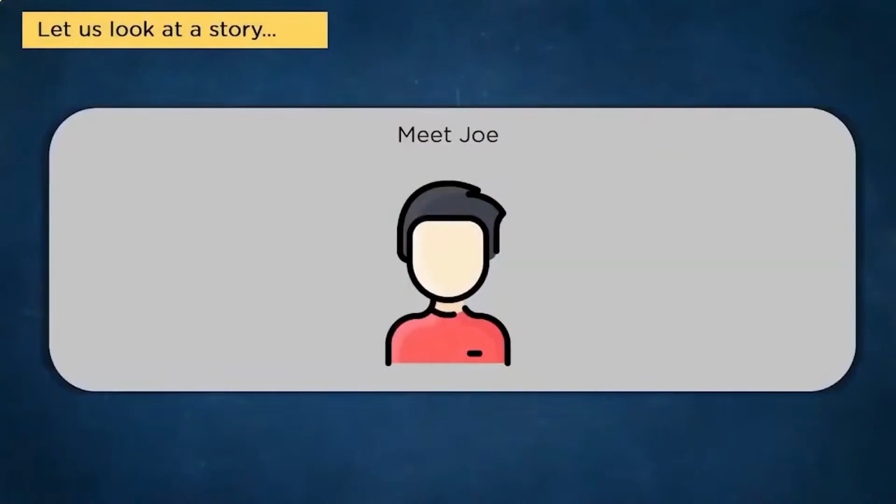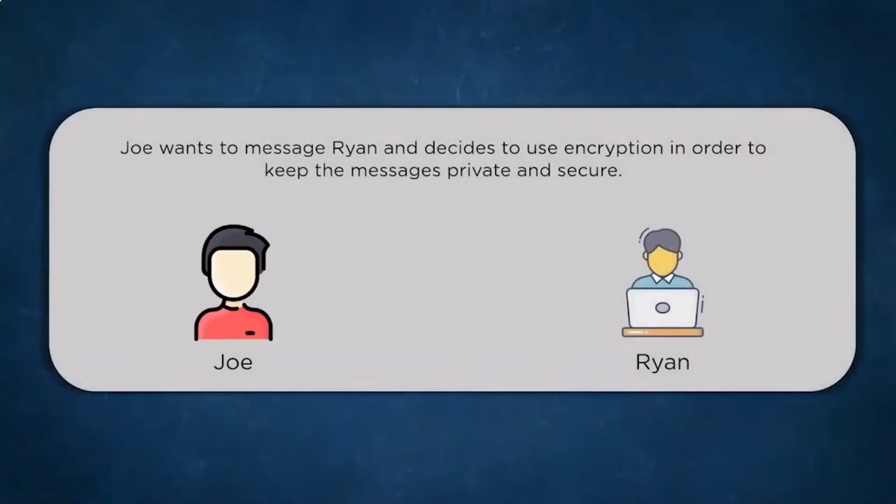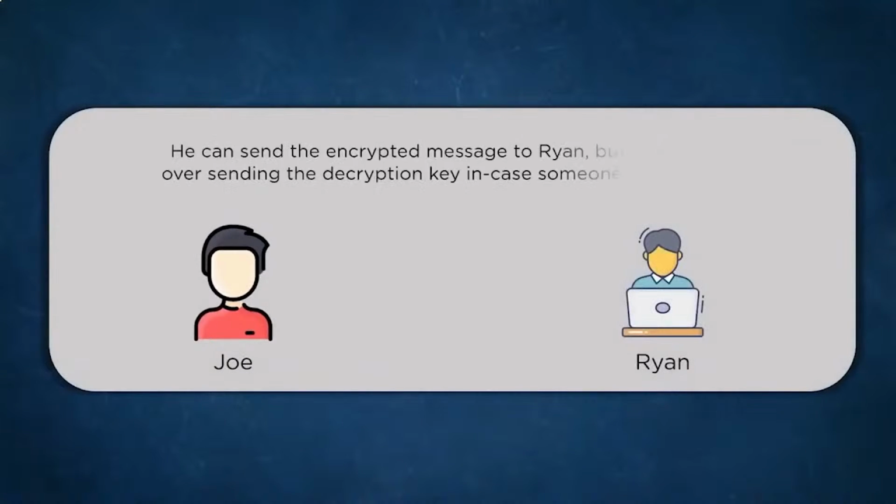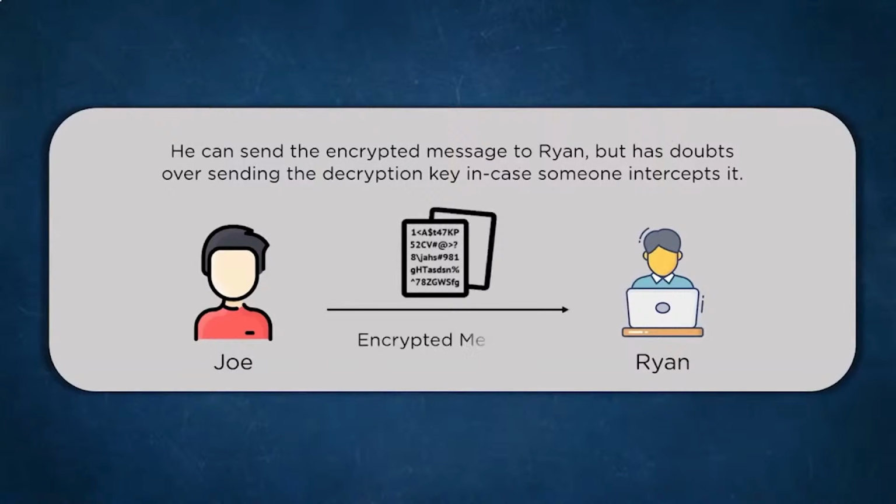Let's meet Joe. Joe is a journalist who needs to communicate with Ryan via long-distance messaging. Due to the critical nature of the information, people are waiting for any message to leave Joe's house so that they can intercept it. Now Joe can easily use symmetric key cryptography to send the encrypted data, so that even if someone intercepts the message, they cannot understand what it says.